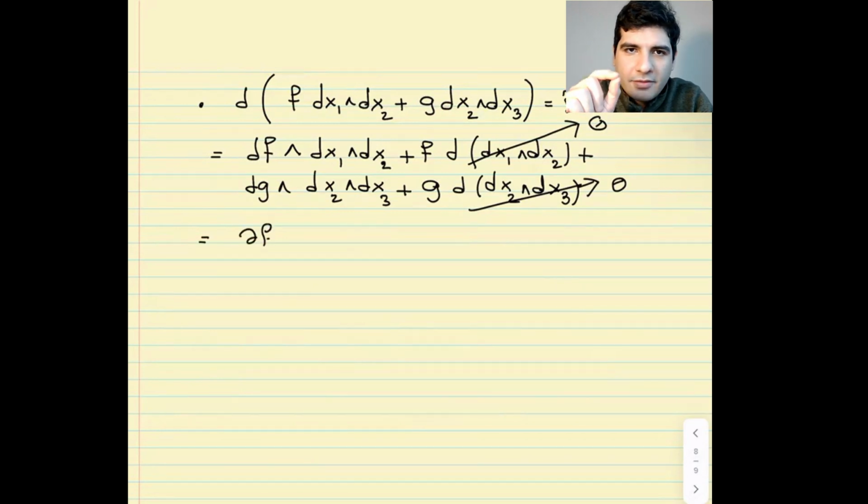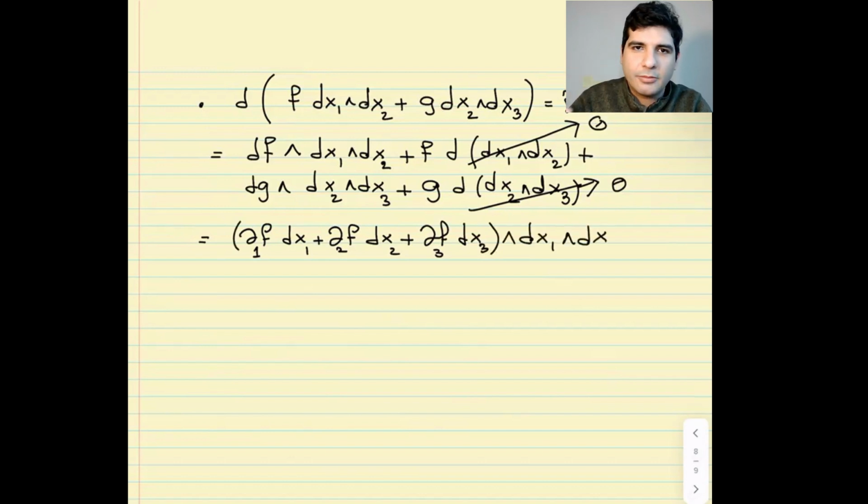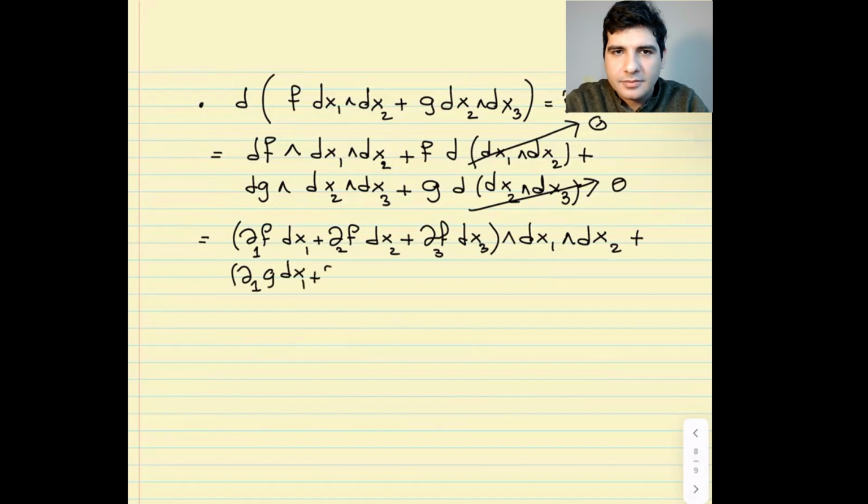So what remains is d of f wedge the rest plus d of g wedge the rest. What is d of f? Partial f with respect to x1 dx1 plus partial derivative of f with respect to x2 dx2 plus partial derivative of f with respect to x3 dx3. Wedge, again the rest, which is dx1 wedge dx2. We do the exact same thing for the function g. We write the definition of d of g there, and then we have wedge dx2 wedge dx3.